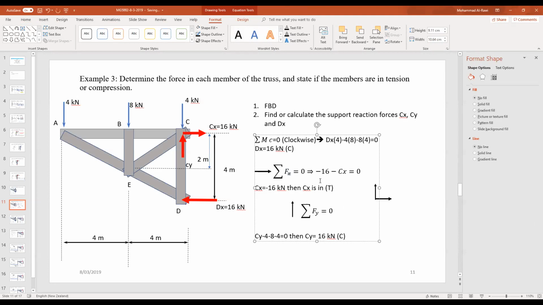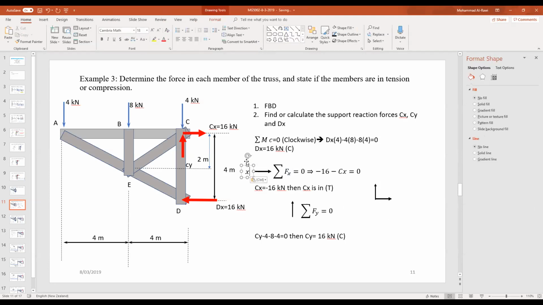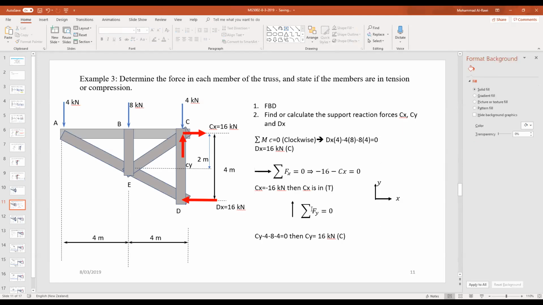Let me copy this one, Ctrl-C, Ctrl-V. So this represents your X direction, positive, and this one represents your Y direction, positive. That's why I assume this. Again, as discussed in the class, you can change this the way you like it. It's your own option.